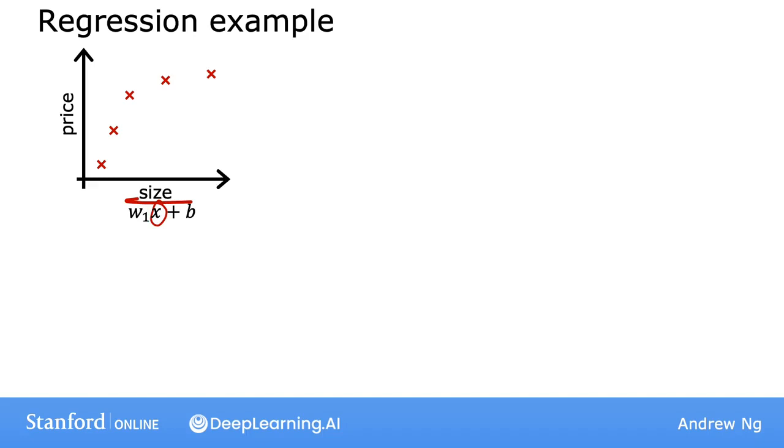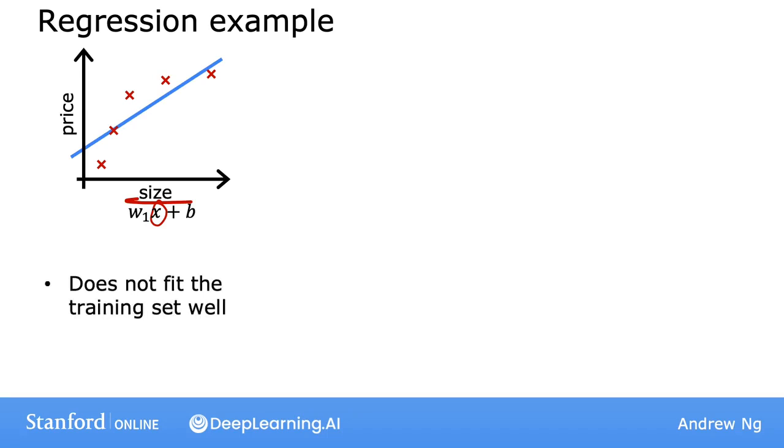One thing you could do is fit a linear function to this data. And if you do that, you get a straight line fit to the data that maybe looks like this. But this isn't a very good model. Looking at the data, it seems pretty clear that as the size of the house increases, the housing prices kind of flatten out. So this algorithm does not fit the training data very well. The technical term for this is the model is underfitting the training data. Another term is the algorithm has high bias.